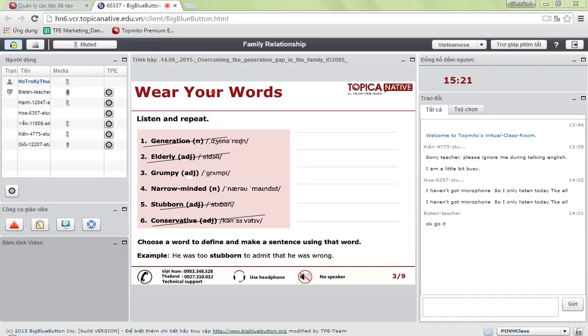And grumpy and narrow-minded. Which one next? I chose grumpy. Grumpy means bad-tempered. Yes, bad temper. Narrow-minded means refusing to change your plans. No, sorry. Narrow-minded means not wanting to accept ideas or opinions from other people when their ideas are different from yours.